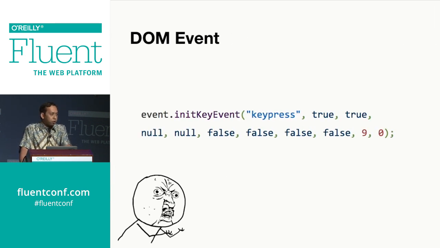The biggest offense here is DOM event, because instead of creating an object and then populating it, we can definitely create a new keypress event in one line of code. Keypress, true, true, null, null, false, false, false, false, 9, 0. If anyone can recite what those values mean, respect.